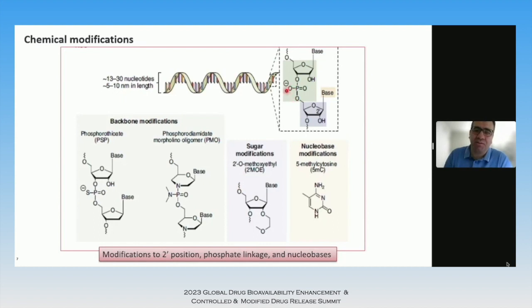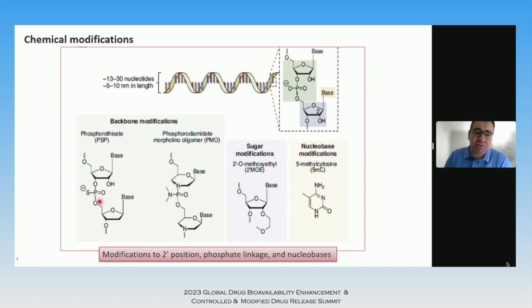So these phosphate groups are very susceptible to rapid degradation by enzymes. So changing this oxygen to a sulfur atom makes them really resistant to nucleases. So we have the ability to increase their blood circulation half-life.